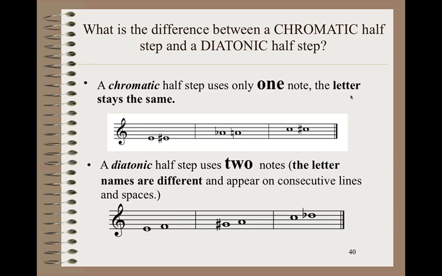Now that's not the case with the diatonic half step. The diatonic half step is different letters. So the same example that we had up here, where we went from the E up a half step, or a G sharp, from a G sharp to an A, or from a C to a D flat. And I'm actually playing these down an octave, but I think you get the idea of it.